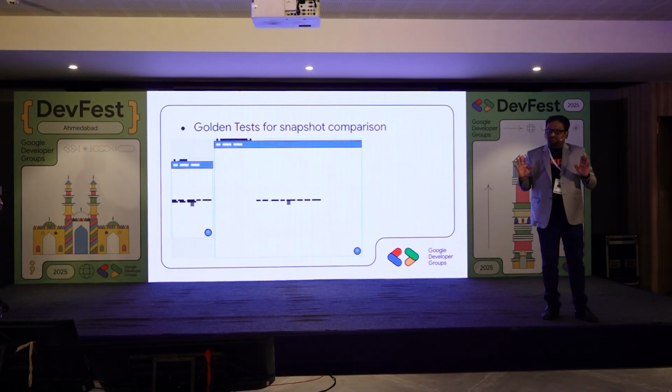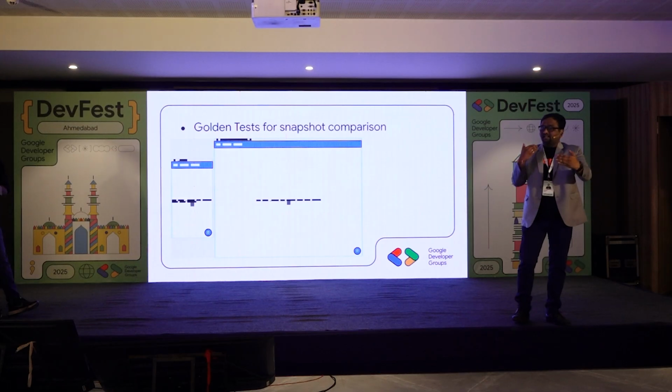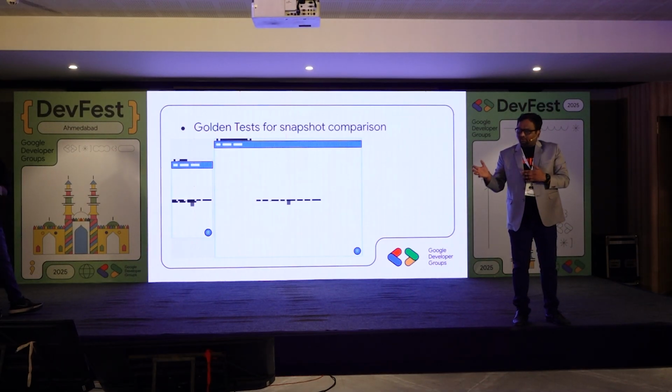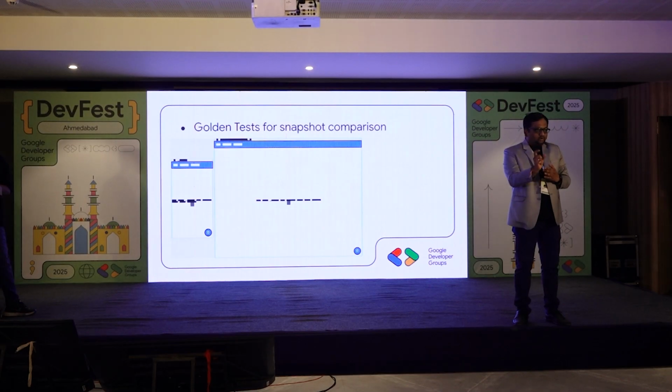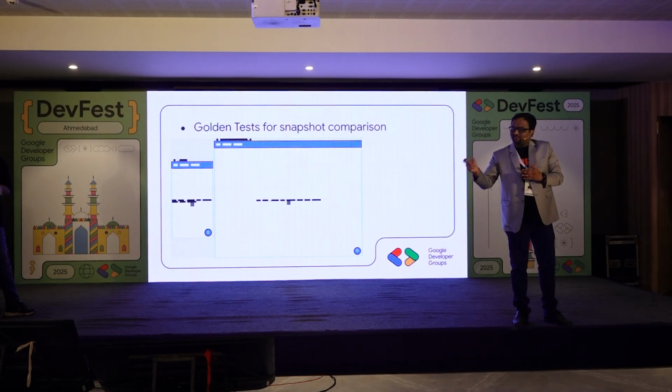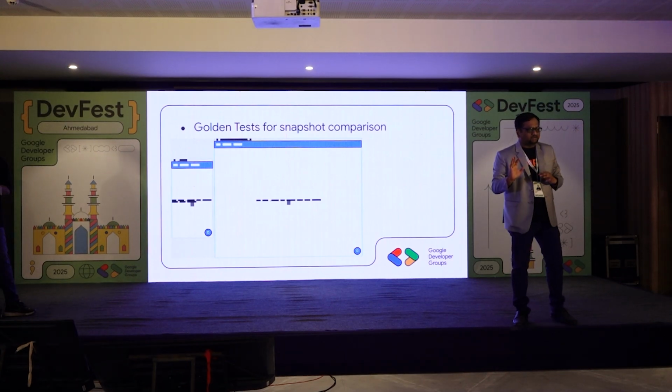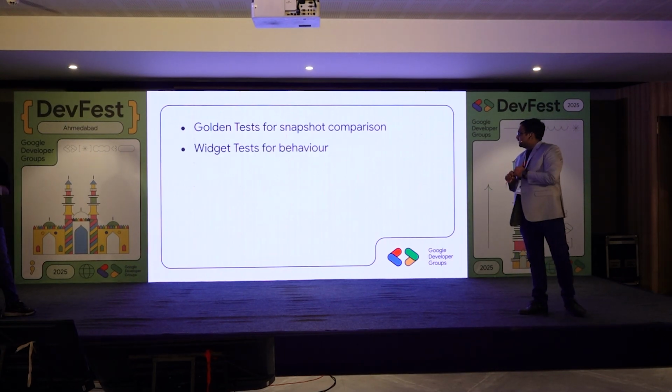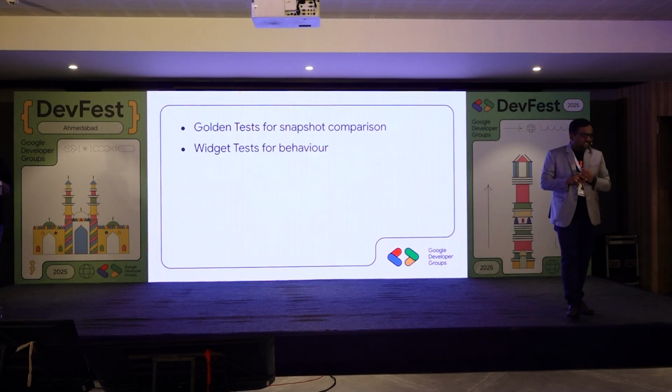Golden test, anyone aware? The visual test. What it does is it actually takes a screenshot and compares the screenshot. So if you are following the design system and creating a component, make sure you add the golden test. So tomorrow, if someone is changing some styling of a button, you can catch it, that this is not according to our standard. You might have done something wrong. Next. So golden test for snapshot comparison, widget test for behavior.